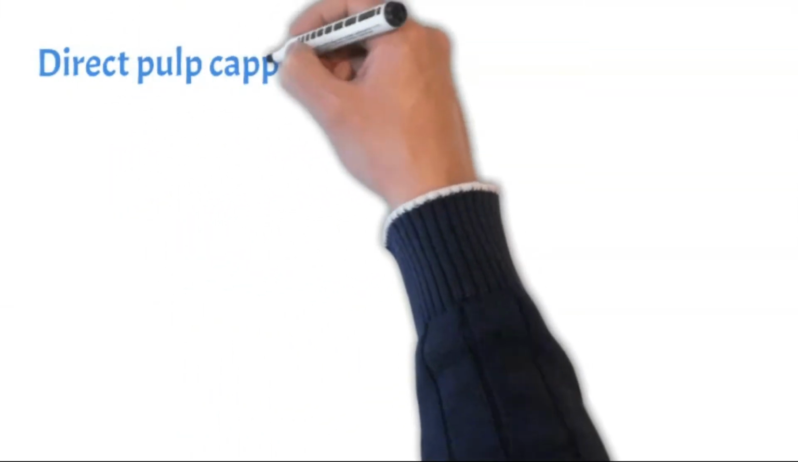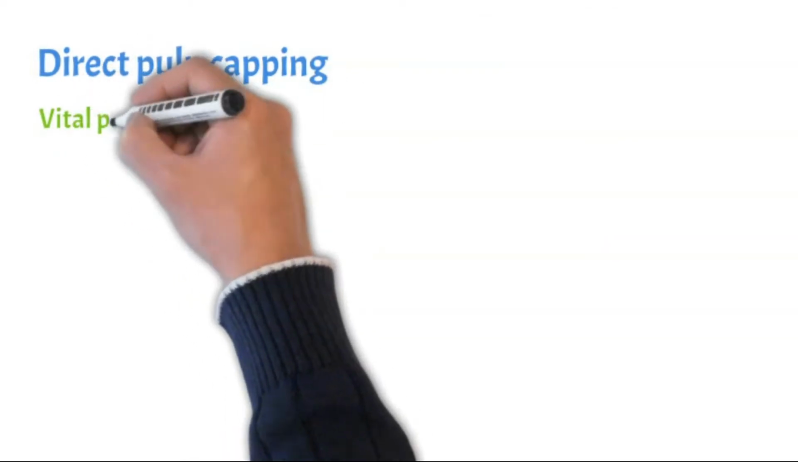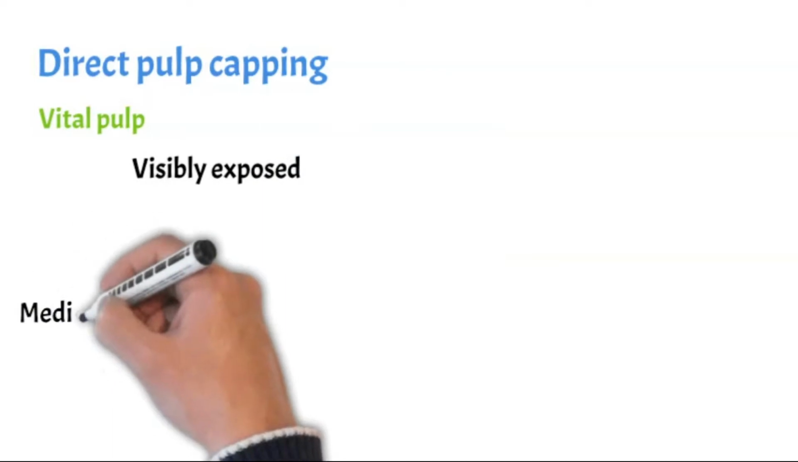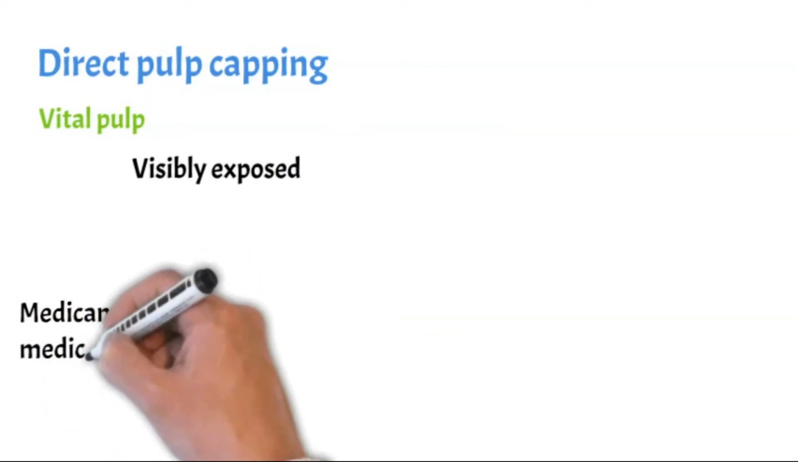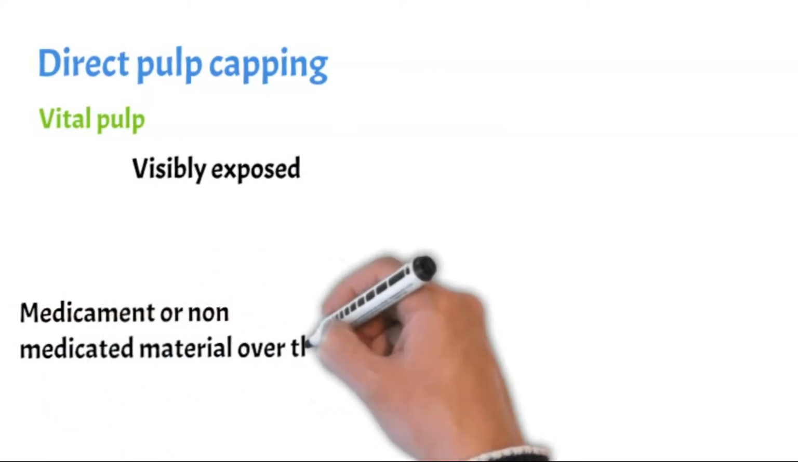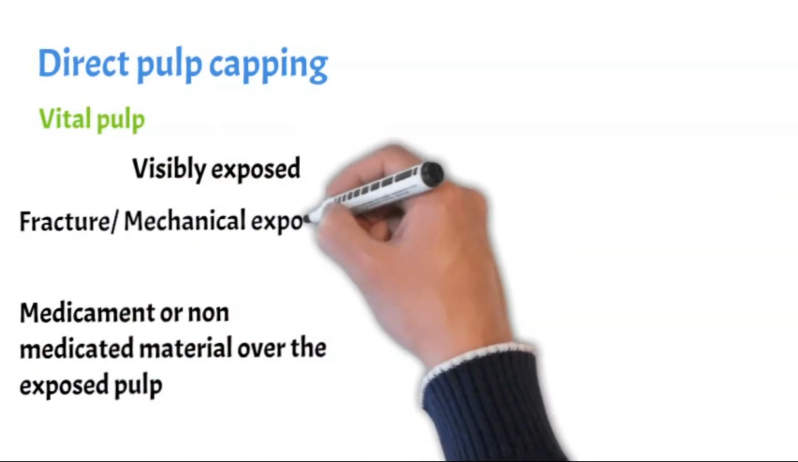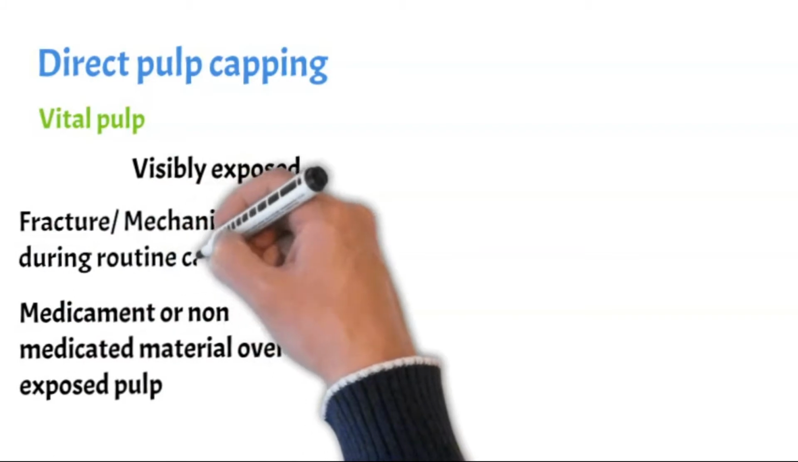Direct pulp capping, as the name suggests, is when the pulp is vital and is visibly exposed. You, as a dentist, placing a medicament or a non medicated material on the exposed pulp is direct pulp capping. The exposure could be due to fracture or even due to mechanical exposures during routine caries removal.